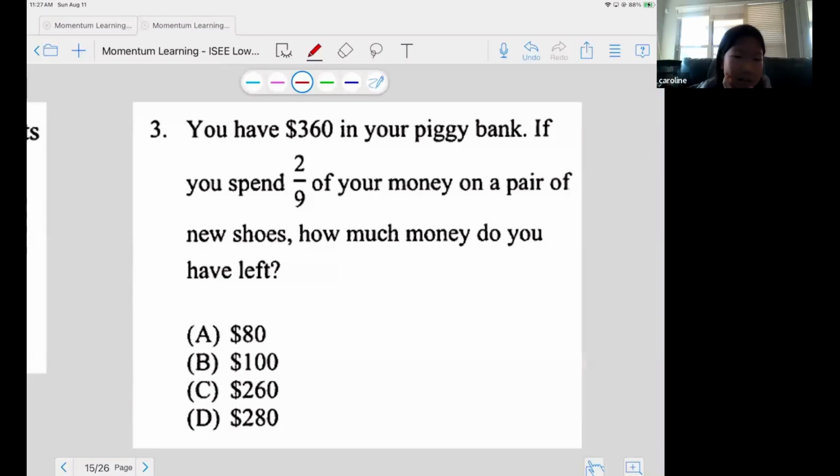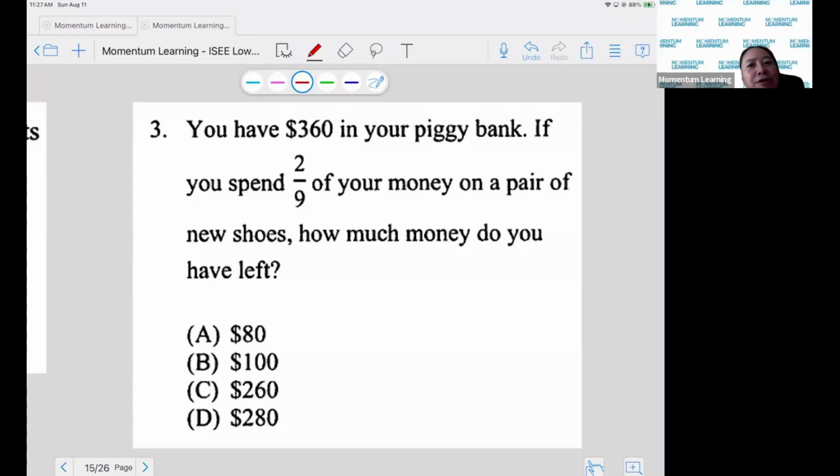I think D, because 1/9 of 360 is 40. 40 times 2 is 80. 360 minus 80 is 280. Okay, so can you guess? The students who chose A, if you think D is correct, then A is wrong, right? Can you guess what's the reason? What did they do?